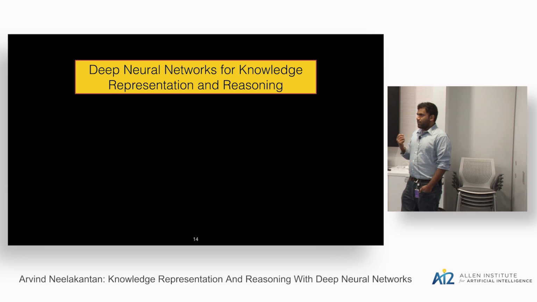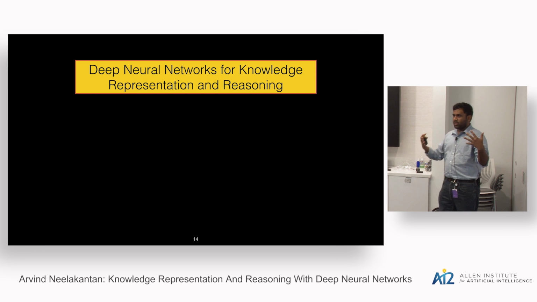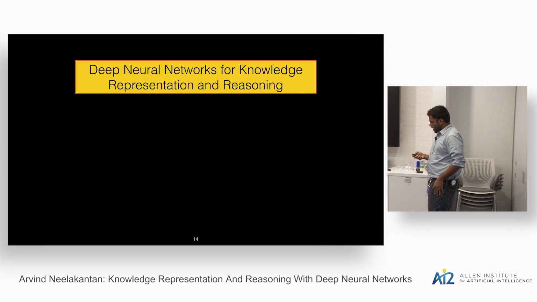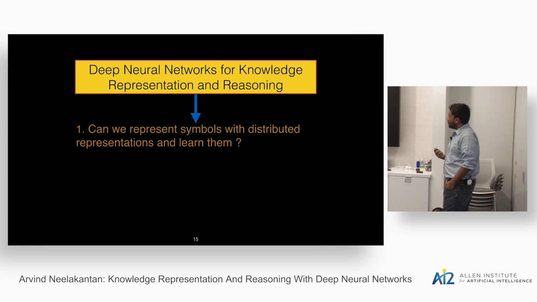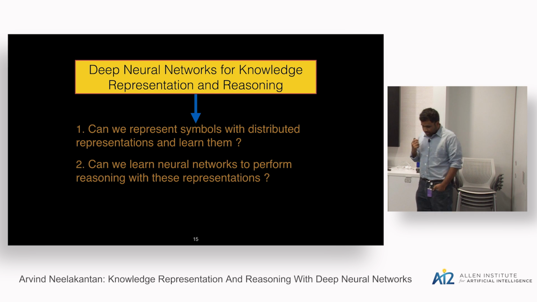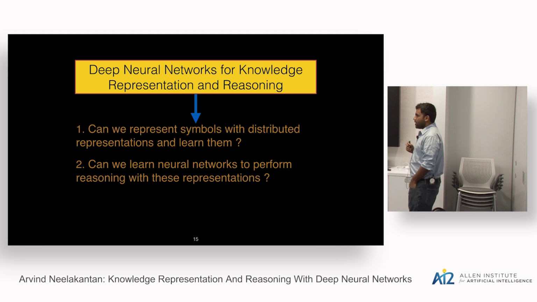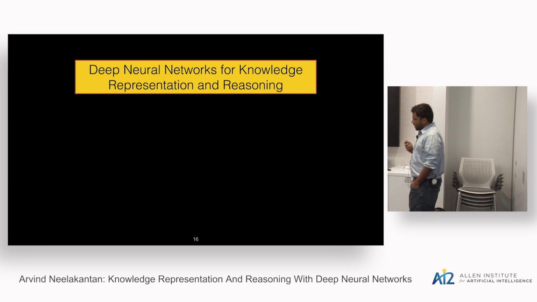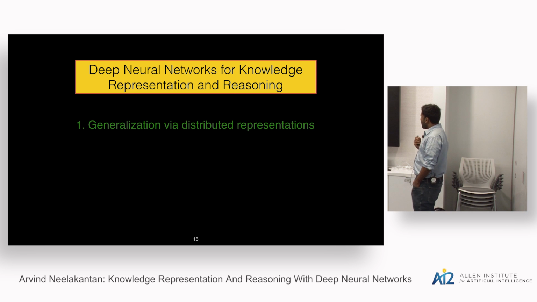And the focus of my PhD thesis was trying to bring these, I think, parallel research areas of neural networks and knowledge representation reasoning closer together. And that raises two big questions. The first one is, can we represent symbols with distributed representations and learn them? And I think a bigger challenge is, can we learn neural networks to perform reasoning with these representations? And if we can develop systems that can do this, this gives us a lot of advantages.